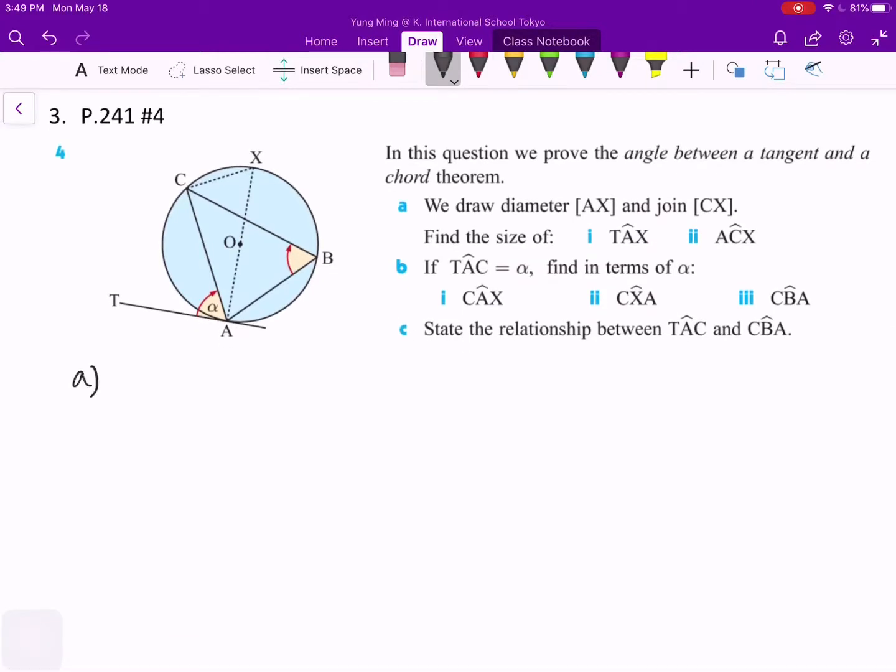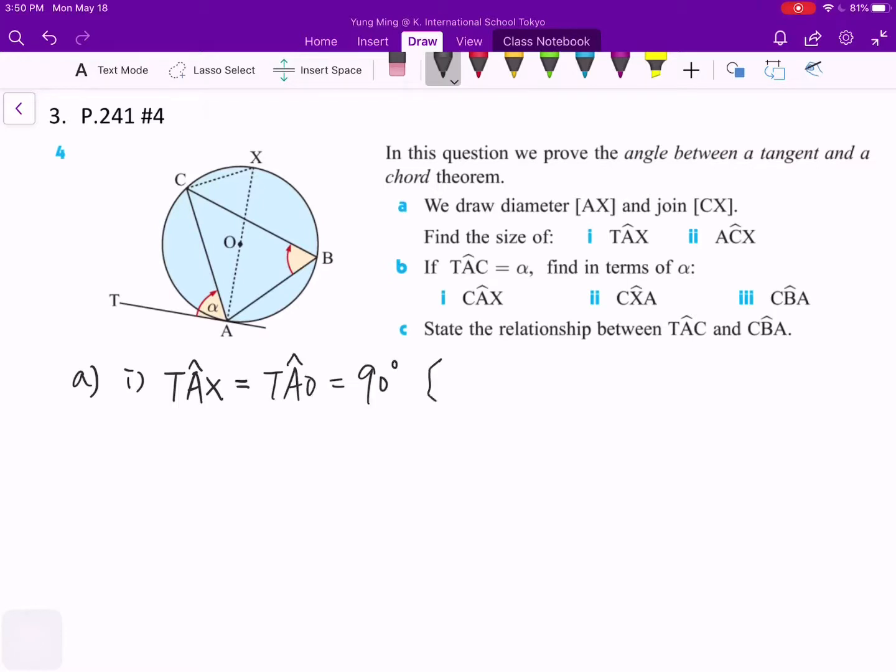So part A, we have a little part 1 over here, and then part B, so a lot of questions. So let's start with TAX. What is angle TAX in this case? You'll realize that TAX is actually the same as TAO if you stop here. And if you stop here, this is a radius, and then we have a tangent. So we can use the tangent radius theorem to prove that the angle is actually 90 degrees. So you will say TAX is equal to TAO, which is also equal to 90 degrees.